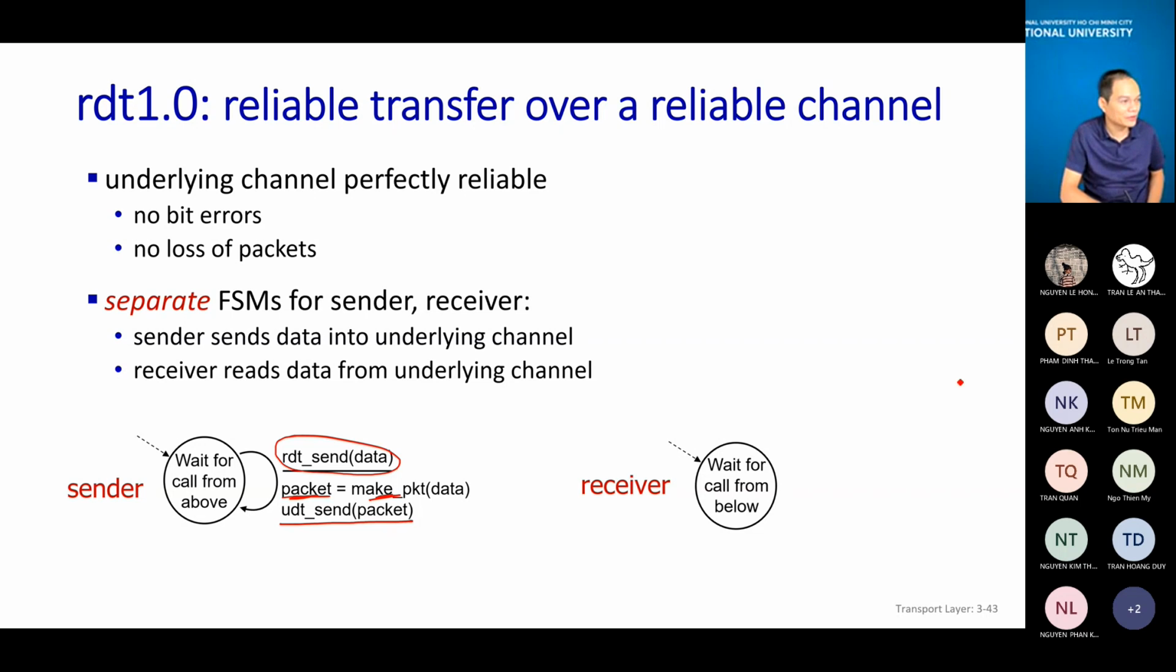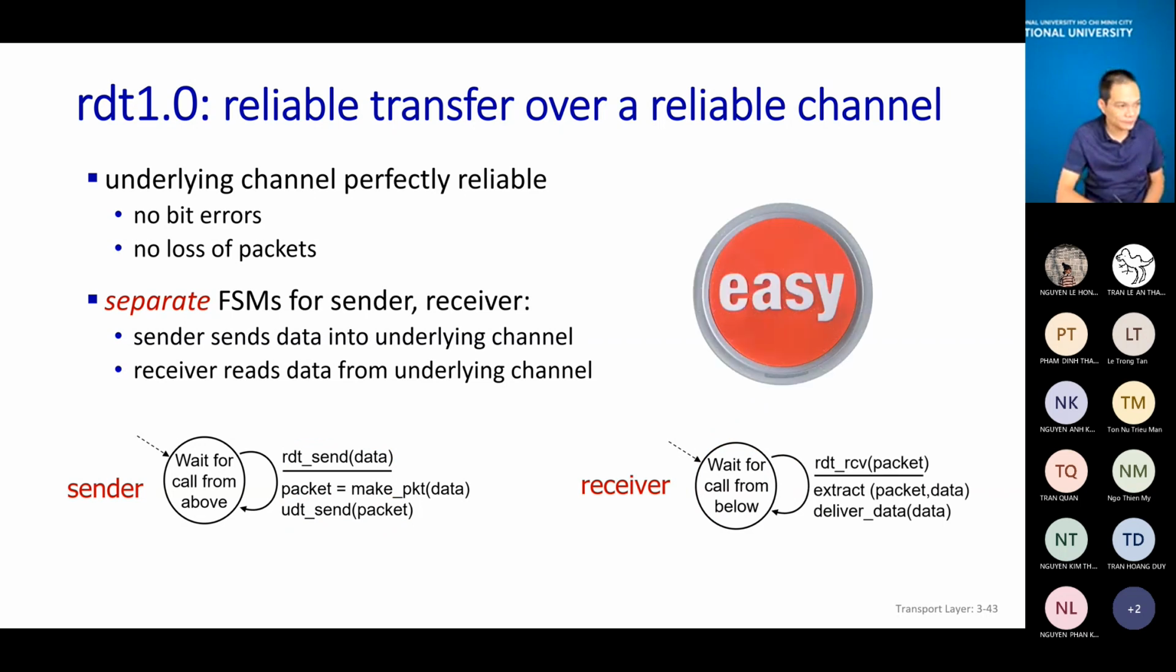How about on the receiver side? On the receiver side, we wait for a call from below. We receive the packets, for example UDP packets. Then we extract those packets, which means we remove the headers, and combine all those packets into the original message or data, and then deliver it to the application or the upper layer.